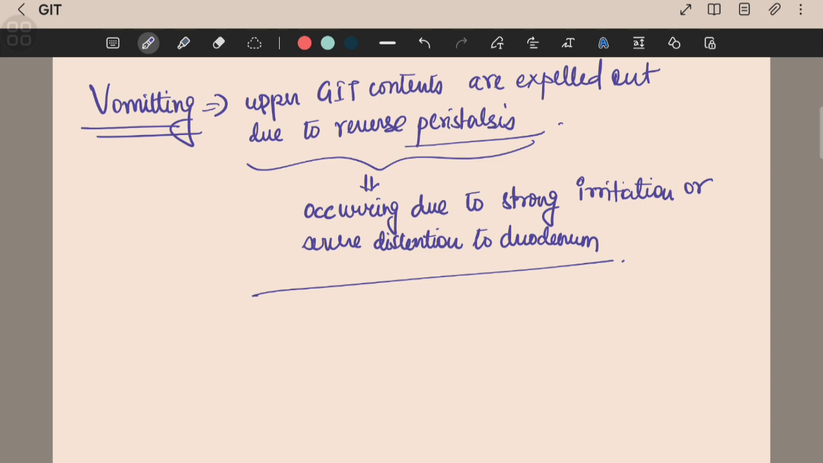If the professor asks you in the viva what the disorders of the GIT are, you can name some of them. Okay. So with this we come to the end of the GIT. Thank you.